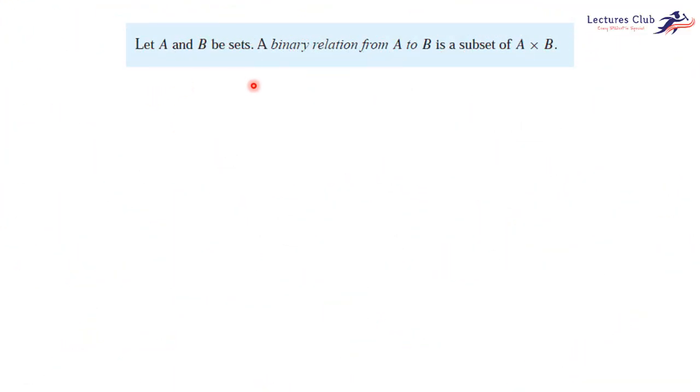The mathematical definition of the relation is: let A and B be two sets. The binary relation from A to B is a subset of A cross B. A cross B is the Cartesian product between the sets A and B. So you must have some knowledge of Cartesian product, then you can understand what a relation is, because a relation is also a set, but a relation as a set is a subset of the Cartesian product of two or three sets.